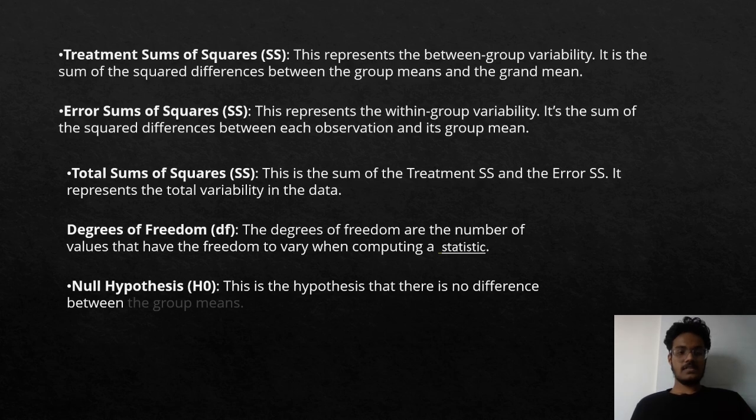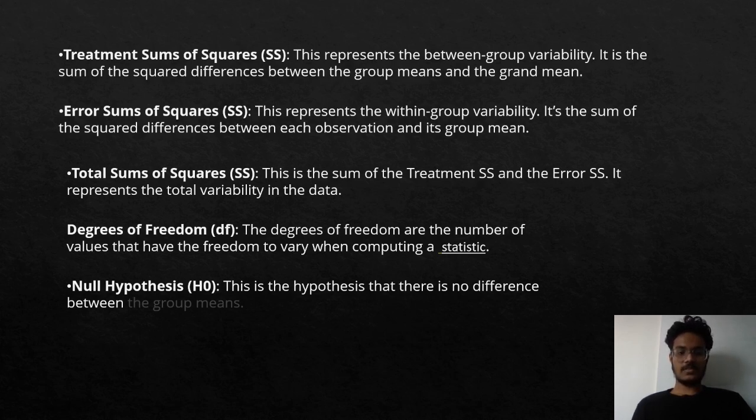Okay, next one is total sum of squares. This is the sum of the treatment SS and the error SS. It represents the total variability in the data, which is called the total sum of squares. The next one is degrees of freedom, shortly DF. The degrees of freedom are the number of values that have the freedom to vary when computing a statistic.